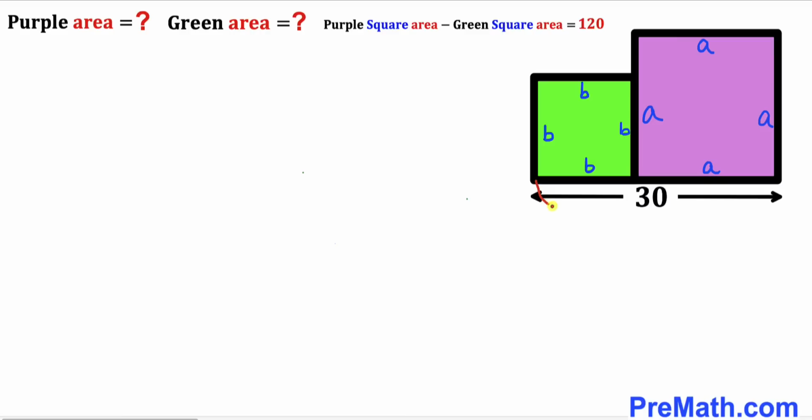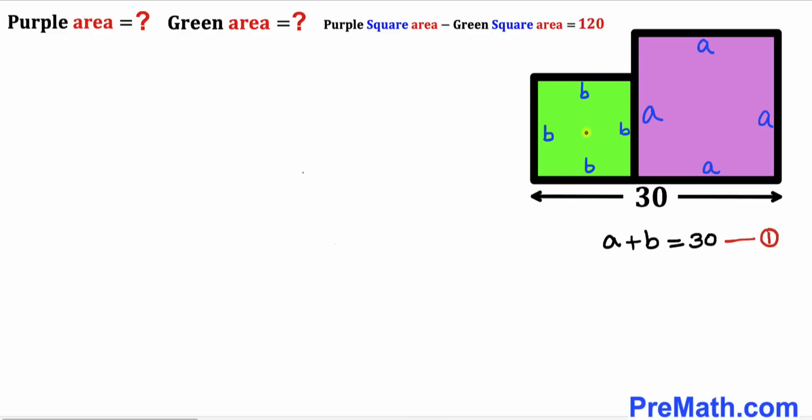We can see that this whole horizontal length is going to be the sum of these individual lengths a and b, and this length is equal to 30. So therefore we can write down a plus b equals 30. I'm going to label this as our equation number 1.